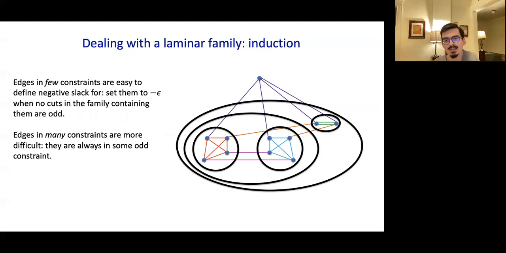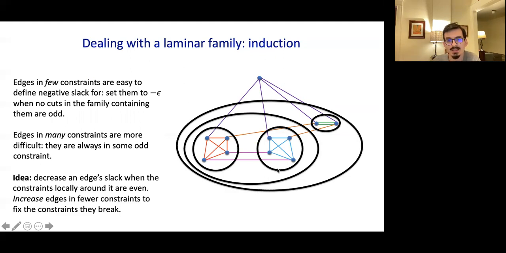However, edges in many constraints that go very high in the hierarchy cannot employ this strategy. So instead, we decrease them when the constraints locally around them are even. So say for this purple edge, these two cuts are even, and we're going to call these the top two cuts of this purple edge. Then we're going to reduce this purple edge's slack.